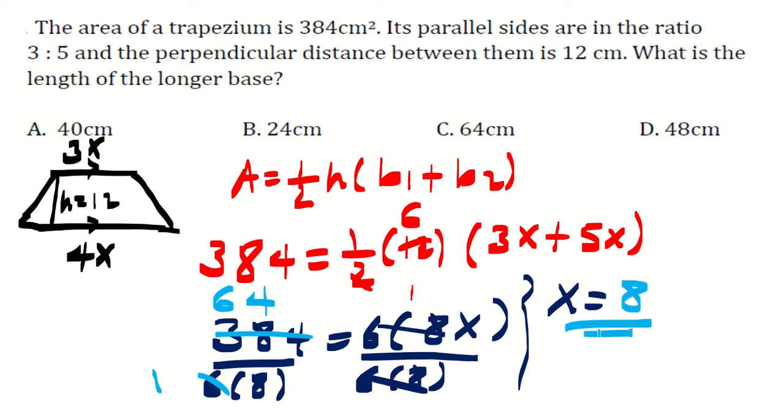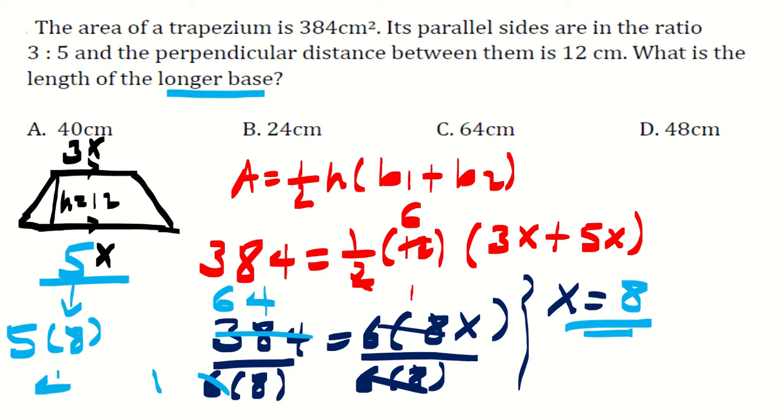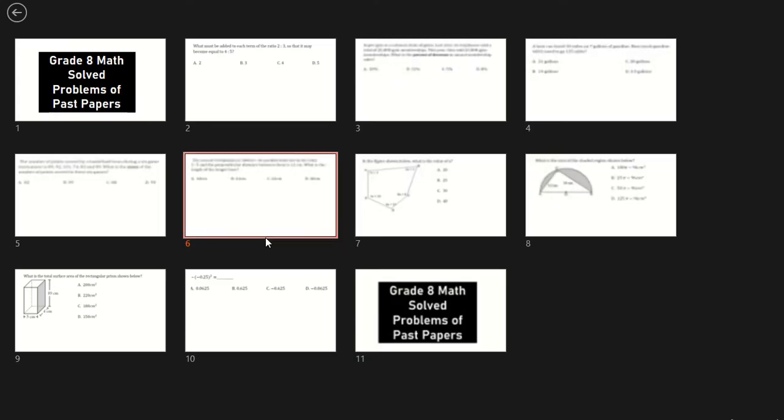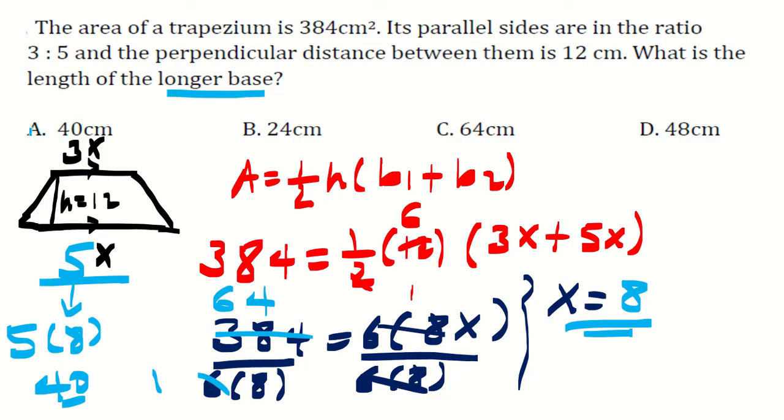We will not end up here, because the question is asking what is the length of the longer base. The longer base is 5x. It's not 3x here, it must be 5x. Yes, this is 5x, so the longer base is this one. So it means 5 times 8, which is going to be 40. So the answer is found in A. This is it. Okay, next question.